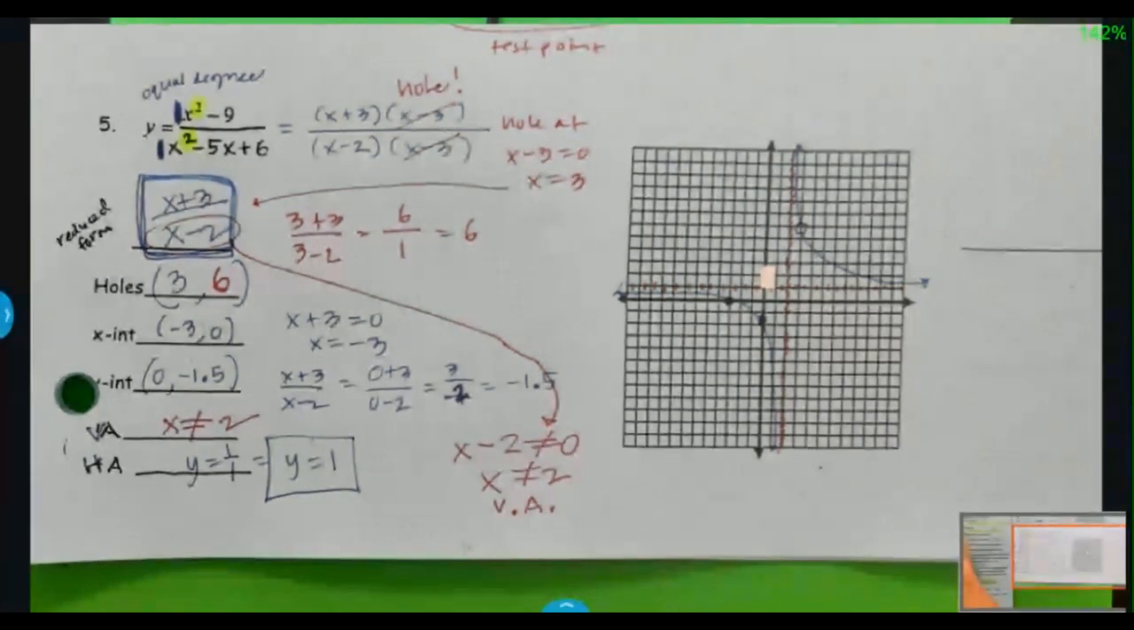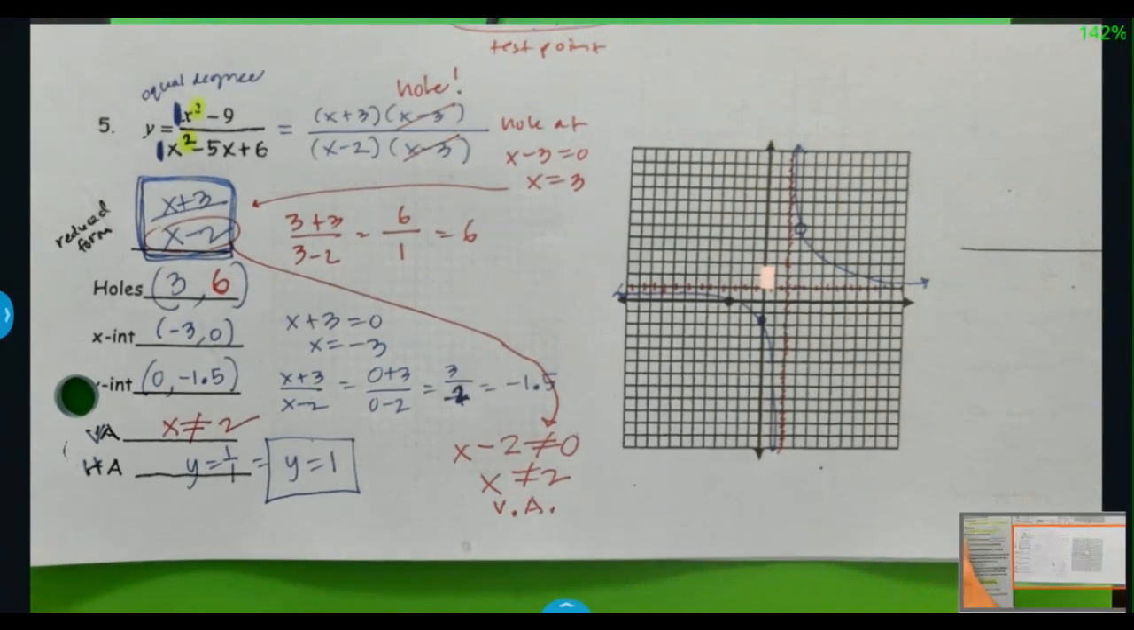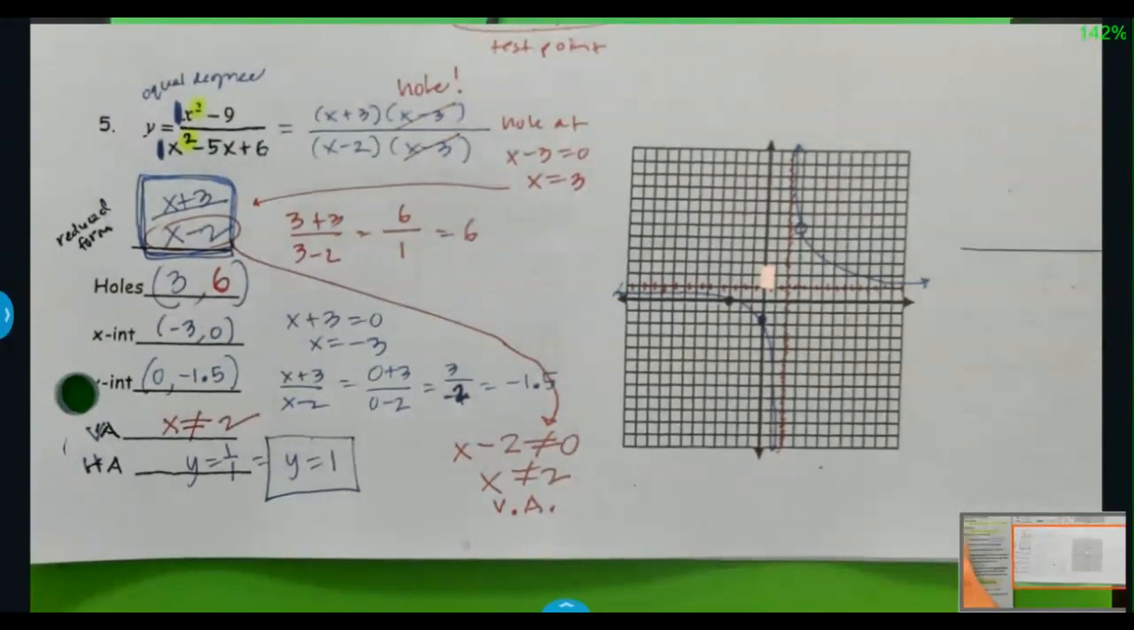So it was x squared minus 9. Notice I'm putting in parentheses. Now that's important. Divided by, and then parentheses, x squared minus 5x plus 6. Okay, so I'm putting in the graph that we just did. Y'all following me? Tracking me?